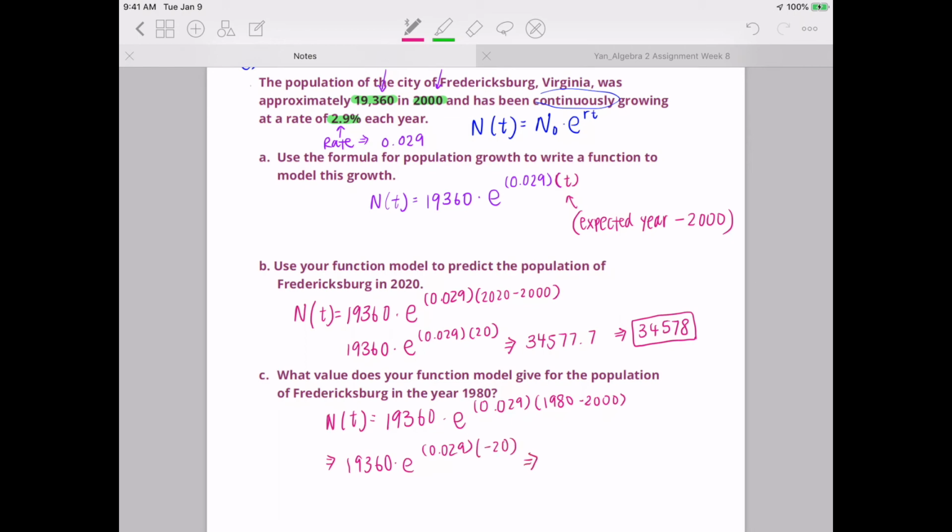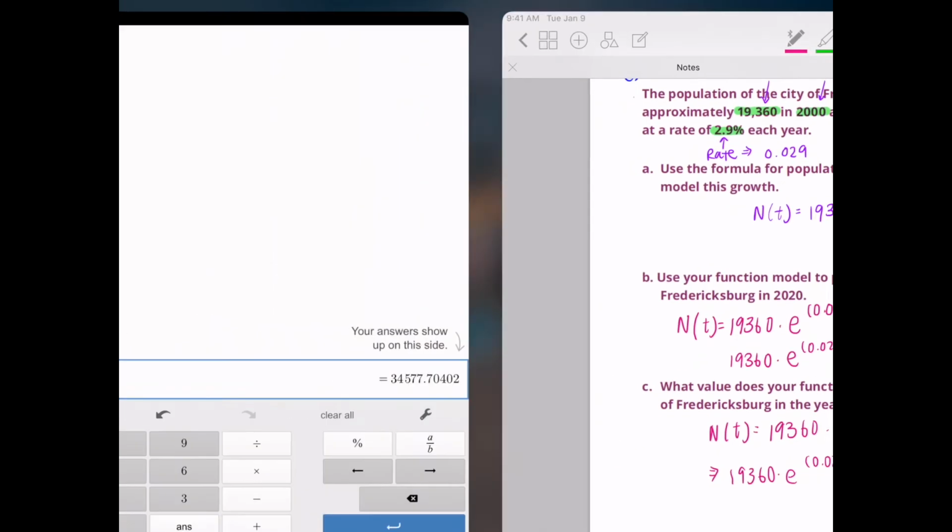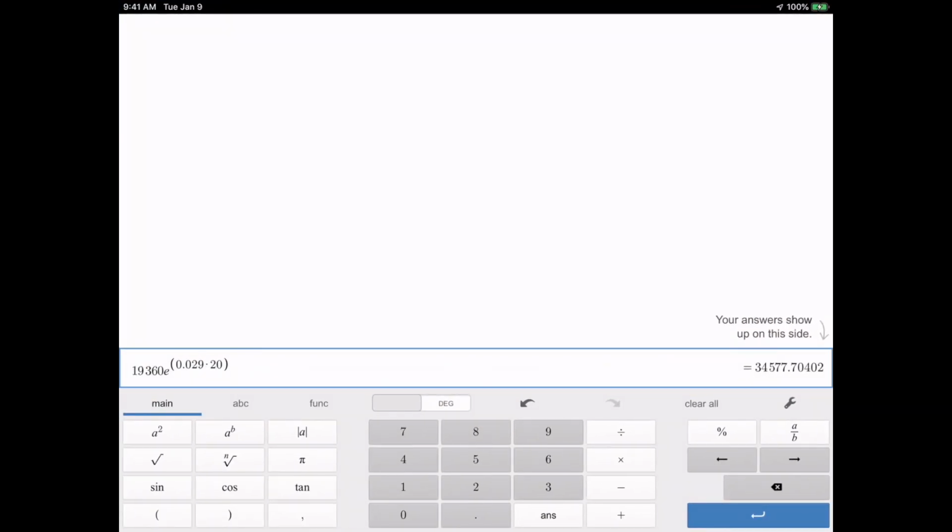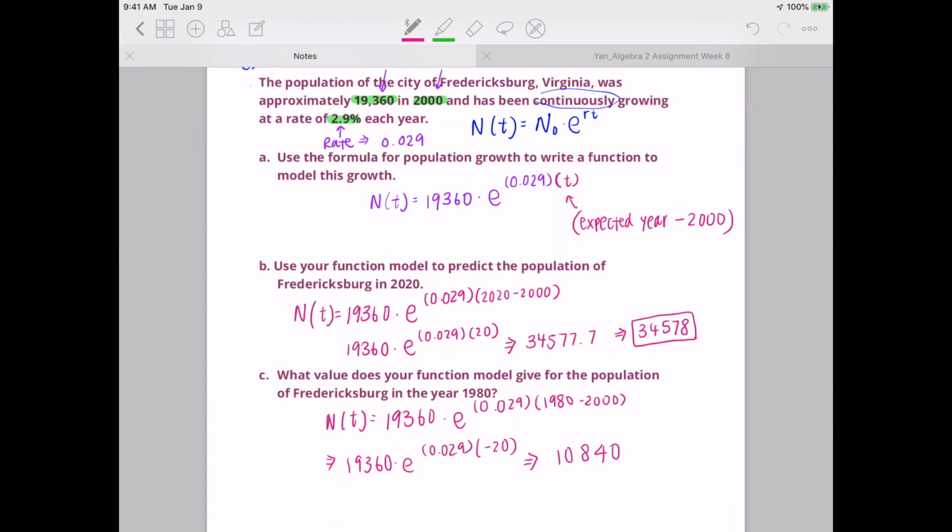Okay, so don't forget that negative because we are actually going to go back. We're going to subtract some numbers from our current population. And if you put it in a calculator, you should have gotten 10,840. Let me double check because I'm just going to put a negative right here. Yeah, 10,839.6, which you round to 10,840.